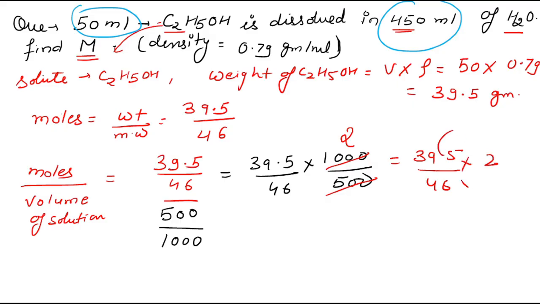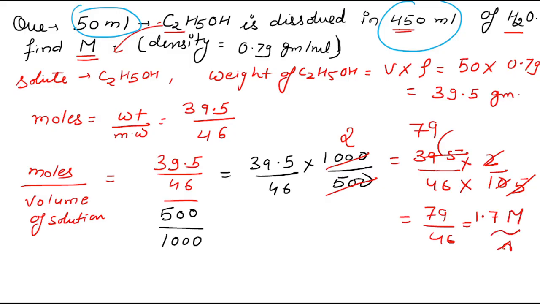Just removing this decimal value here, 2 5s are 10 and 5, here 79. Now 79 upon 46, the value is approx 1.7. Okay, this is the molar. So this is the answer.